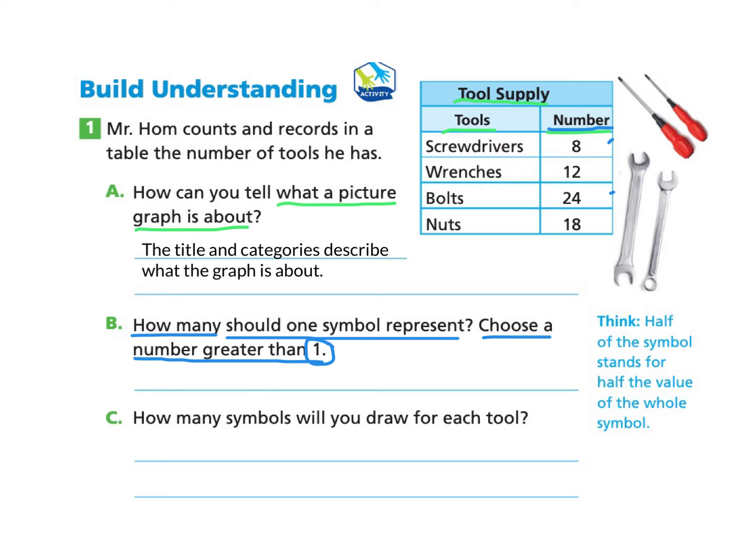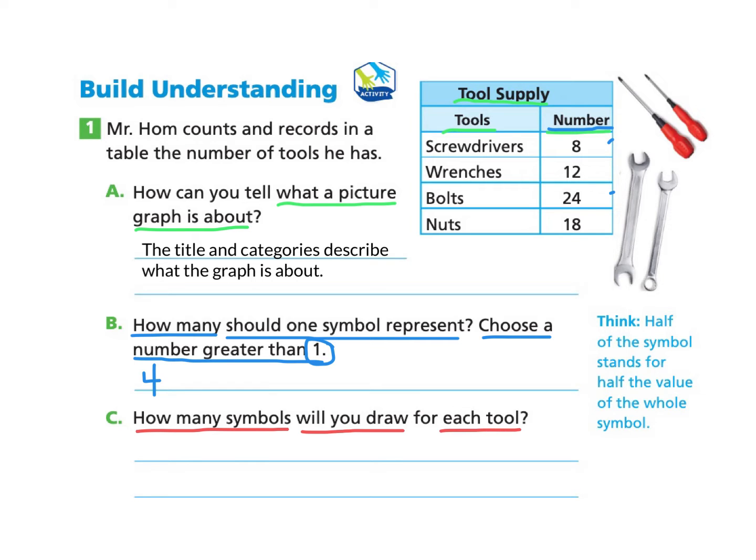So I think I'm going to choose the number 4 because some of my numbers are a little bit bigger and my smallest number is 8. So that's what I'm going to choose. So now let's take a look at part C. How many symbols will you draw for each tool?